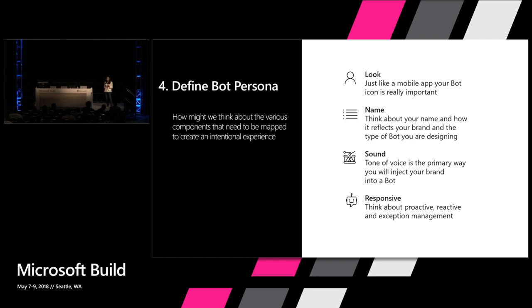And then how does the bot respond in different situations? For example, no matter how sophisticated, how smart your bot is, there will be questions that the bot won't be able to answer. There will be tasks that the bot won't be able to complete. What would you do in that scenario? Would you hand over to a real person, or would you find some other ways to help the user?